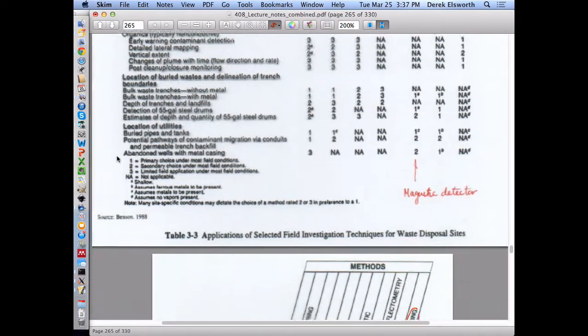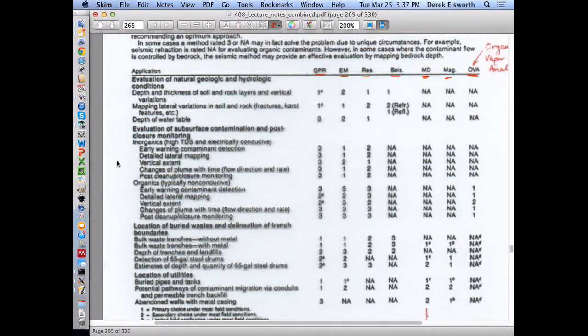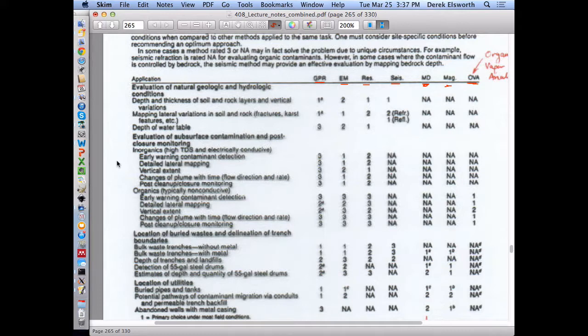And so they can be used in a variety of different applications, depending on the need. But the basic ones are GPR is used widely, resistivity is used widely, seismics are used somewhat, can't pick up plumes, for instance, and magnetic methods are very straightforward, but are not very useful unless you're looking for buried drums. And so those are the various methods that are used.